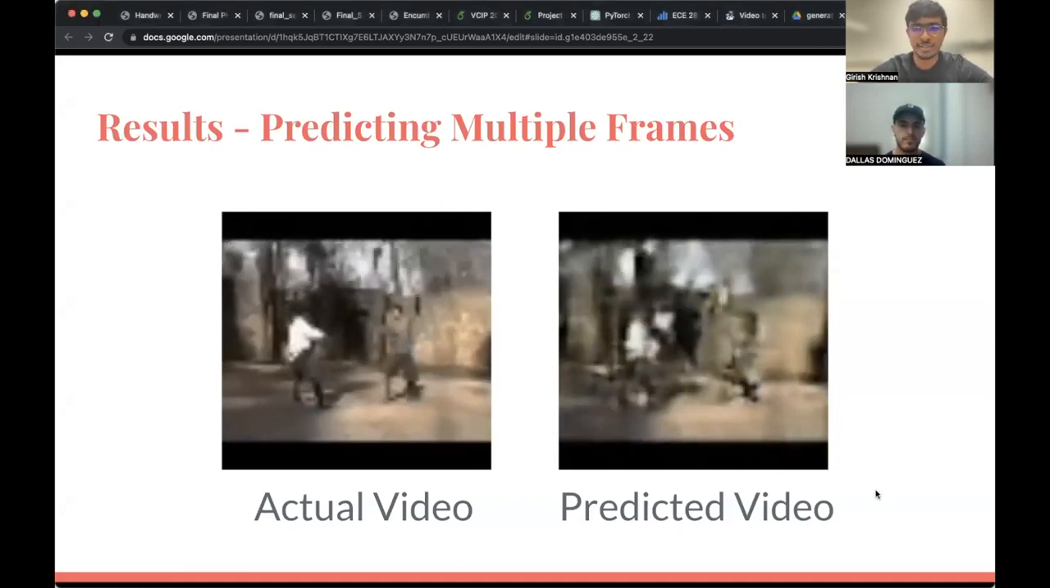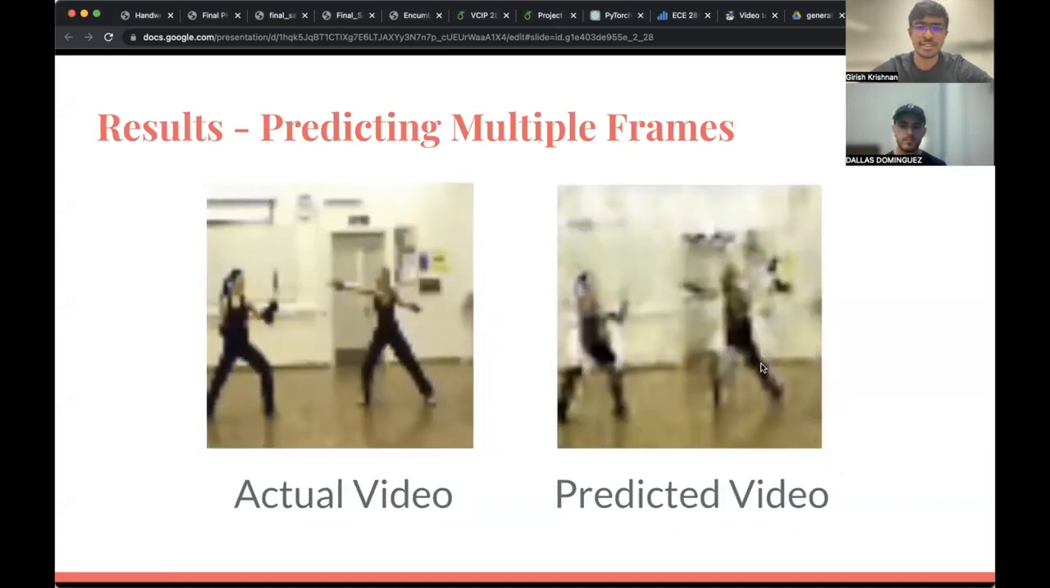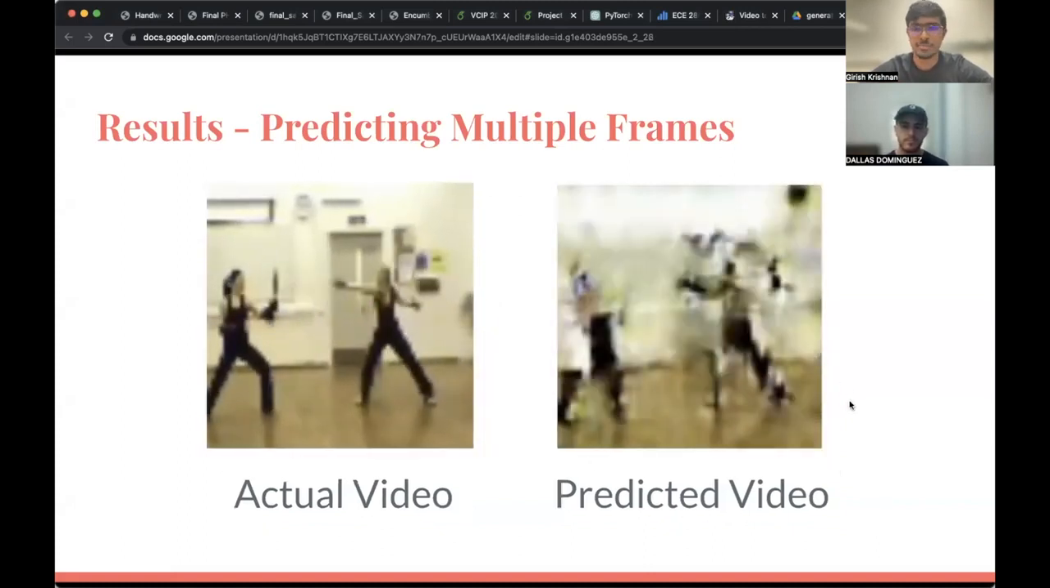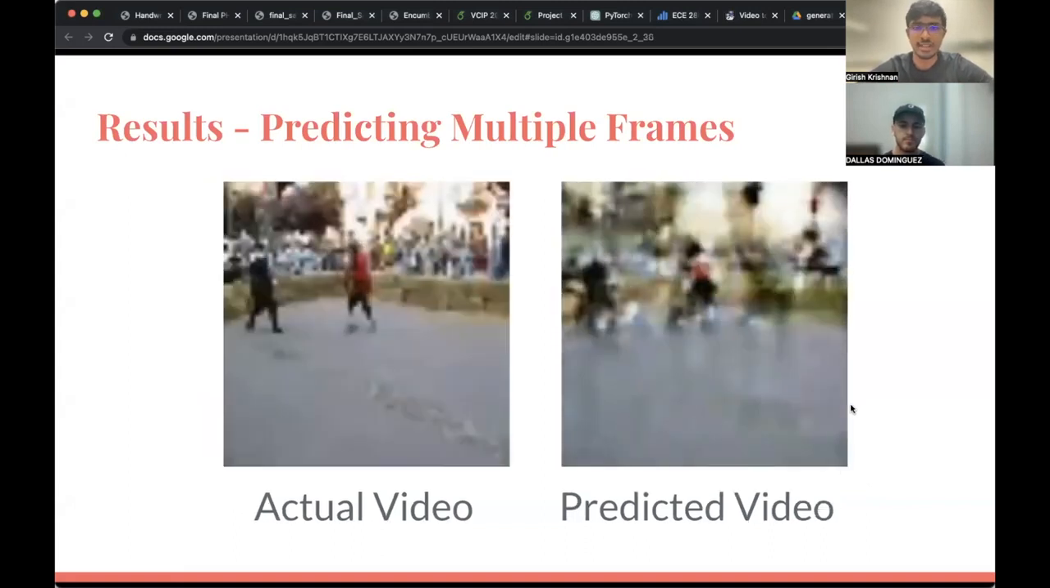Let's look at a few more examples. Here's another example where overall the left and right motion of the players are captured, even though, again, the clarity is not very great. And lastly, here's another example.